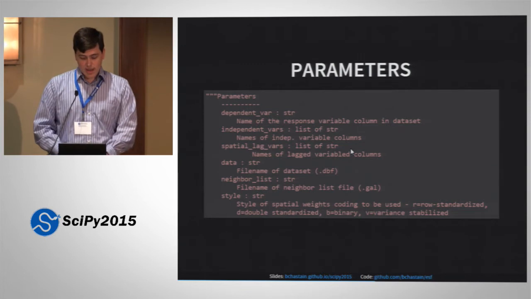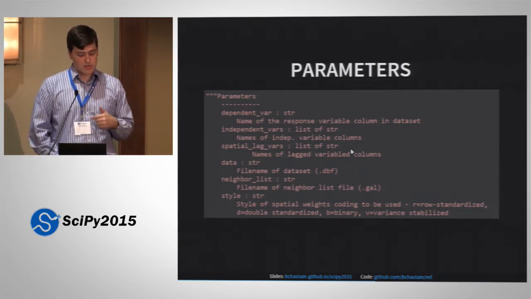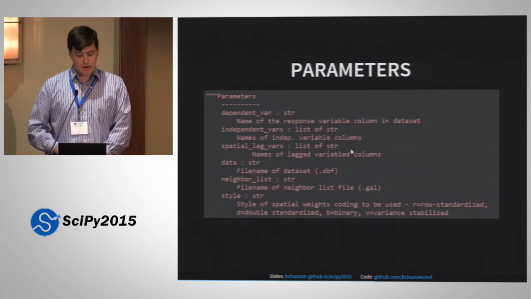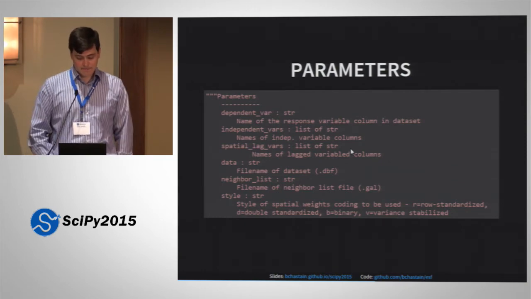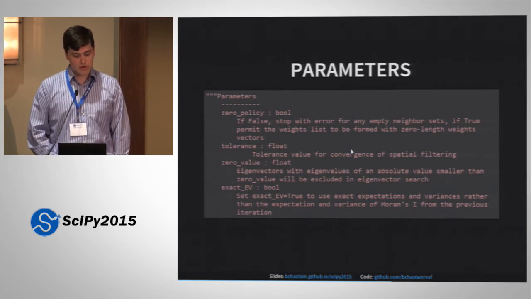Then there's the style, which is just telling what style of spatial weights matrix I am going to use. Am I doing just standard binary, or am I going to do some of those other variants, including row standardized or variance stabilizing, things like that. Then there are some other more optional parameters.